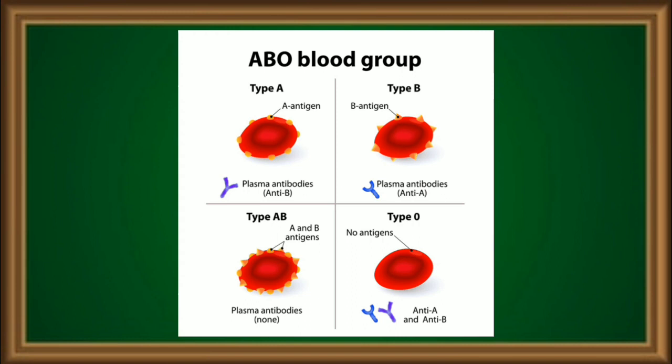Now, as you have seen in the picture, we have 4 different blood types: blood type A, blood type B, blood type AB, and blood type O. Blood type A has antigen A, blood type B has antigen B, blood type AB has both antigen A and B, and blood type O has no antigen, neither antigen A nor antigen B. So it is known to be a universal donor. So these are the genotypes of each blood type.